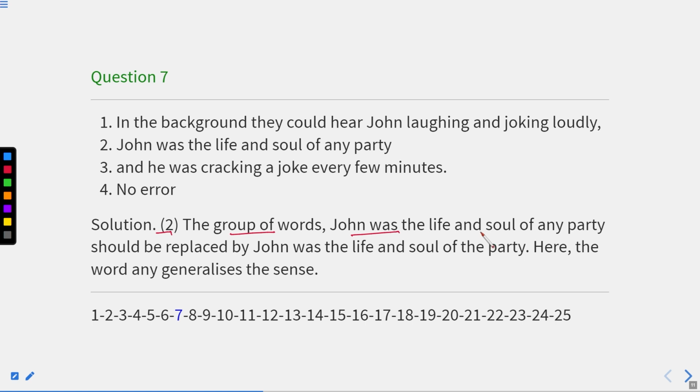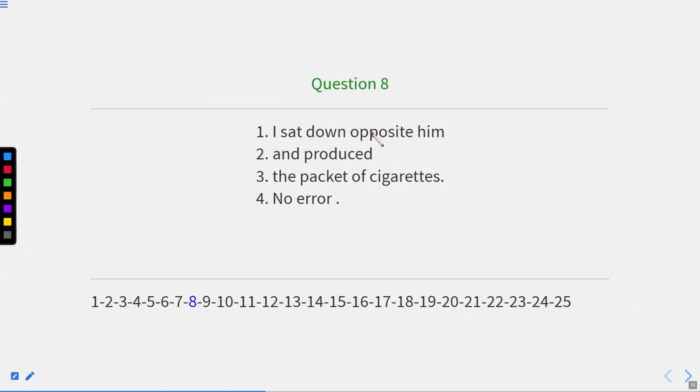The group of words John was the life and soul of any party should be replaced by John was the life and soul of the party. Okay, because we are talking about a particular party over there. Here the word any generalizes the sense. Now let us move to question number 8.